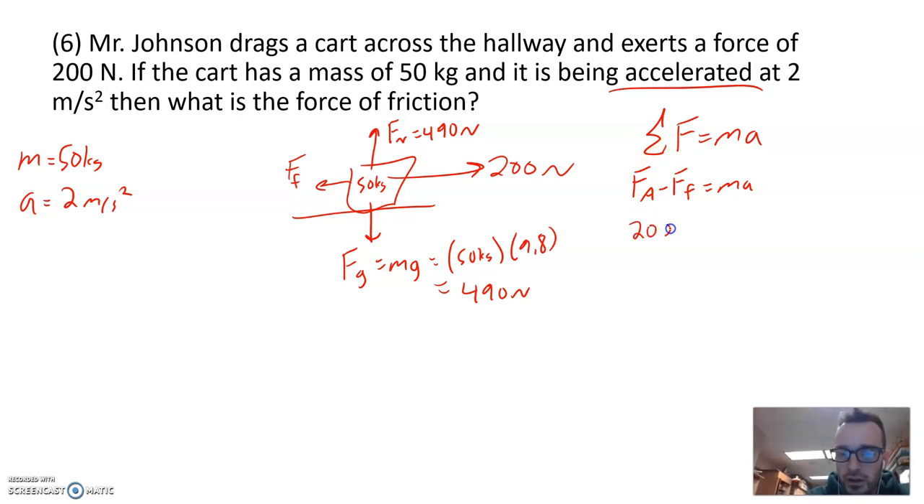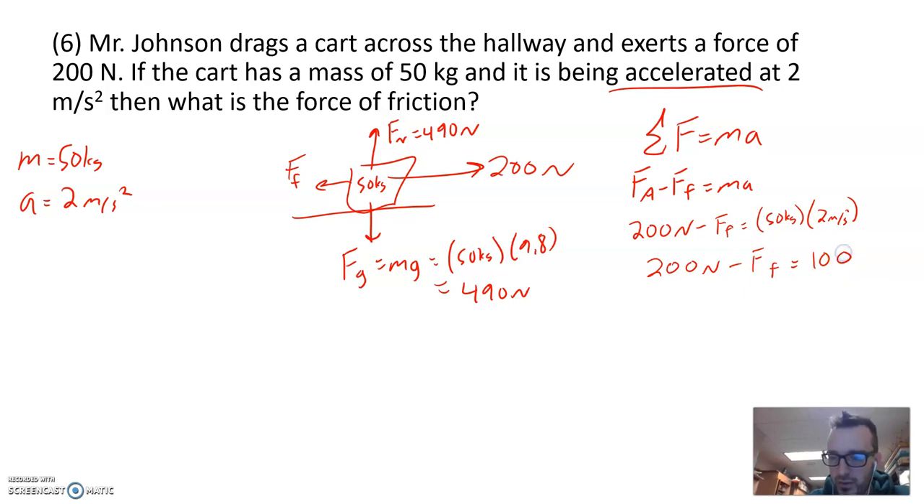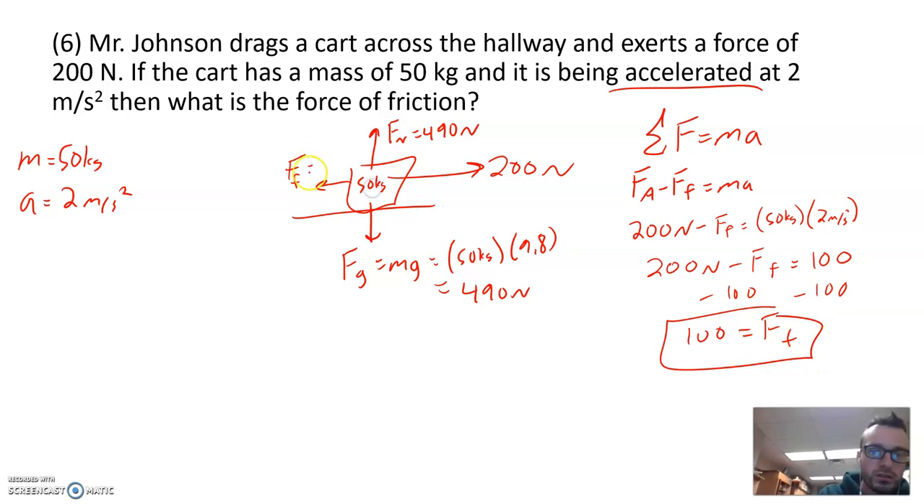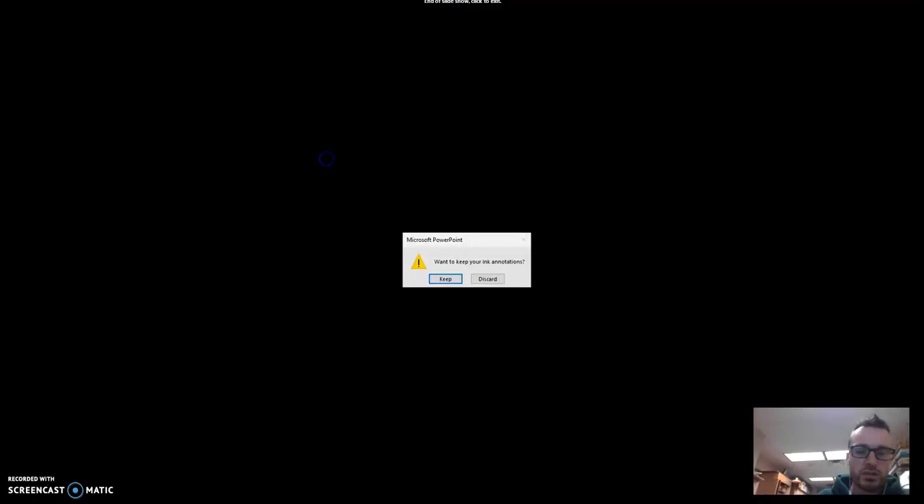So let's do it. 200 newtons minus Ff equals... m is 50 kilograms times a is 2 meters per second squared. So that's going to be 200 newtons minus Ff equals 100. Now, how do we solve this? Well, we could subtract 100 from both sides. That would be 100 equals, and we'd add Ff to the other side. And so it looks like Ff is a nice even 100 newtons.